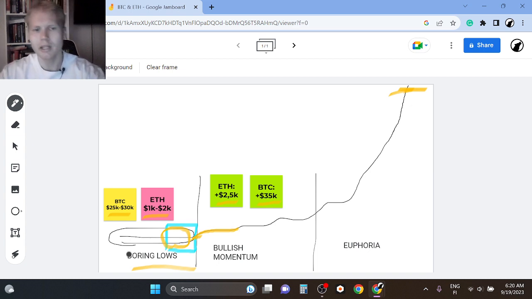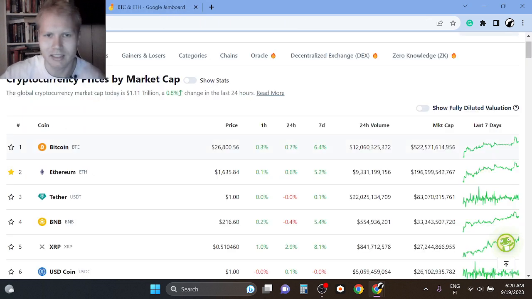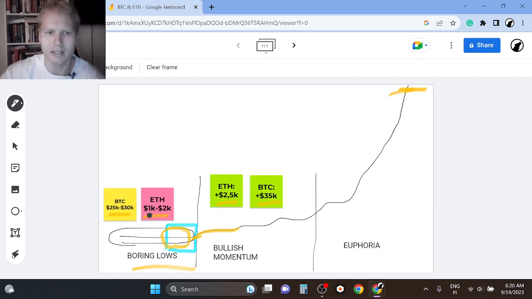Okay, so right now we are still in the boring lows, because if you look at the Bitcoin and ETH price, Bitcoin is trading at 26k right now and ETH is 1.6k. So these are still the boring low prices. These are the ranges that Bitcoin and ETH have been ranging in during this boring low phase of the market. Bitcoin is 25 to 30k and ETH is 1 to 2k.